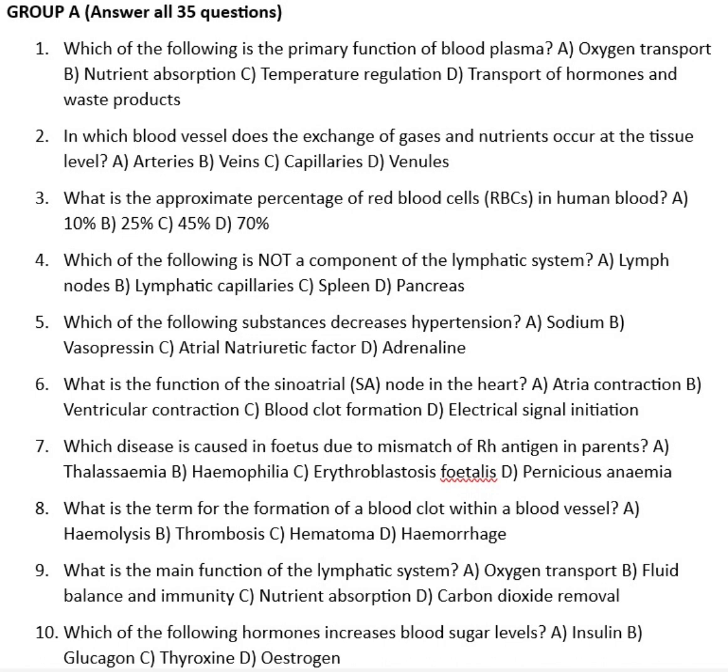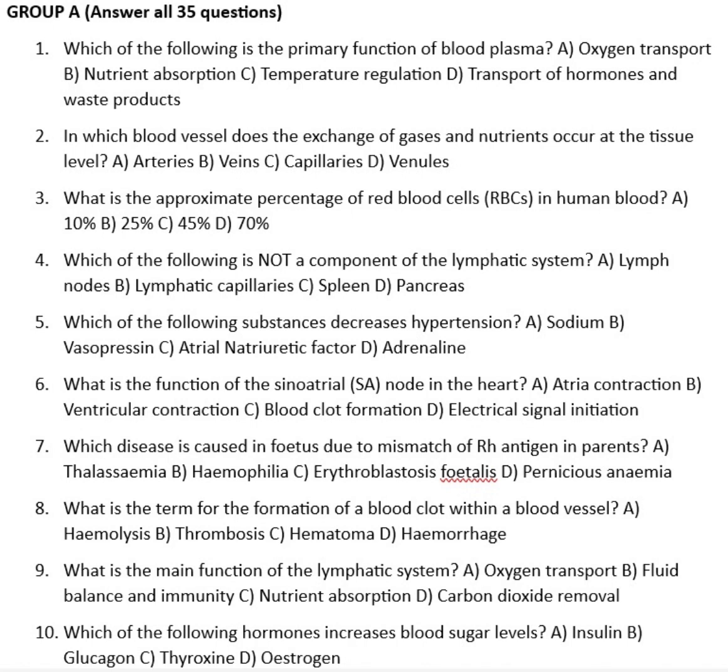5. Which of the following substances decreases hypertension? A. Sodium. B. Vasopressin. C. Atrial natriuretic factor. D. Adrenaline. 6. What is the function of the sinoatrial SA node in the heart? A. Atria contraction. B. Ventricular contraction. C. Blood clot formation. D. Electrical signal initiation.